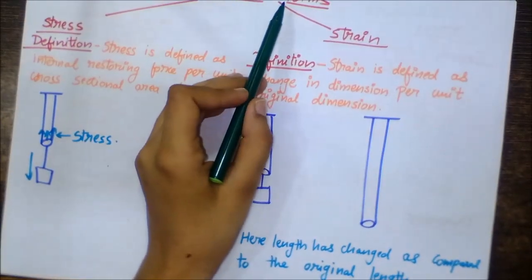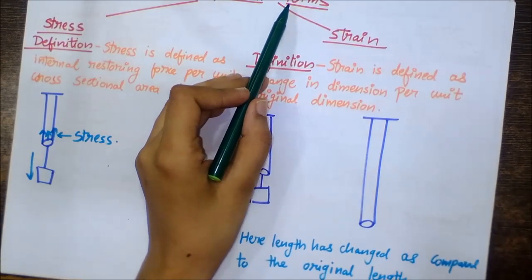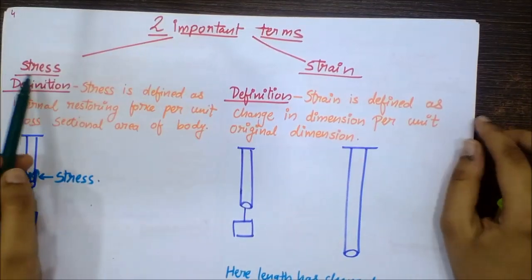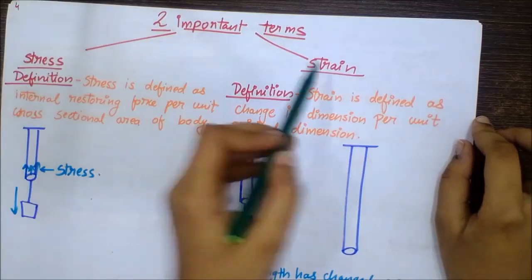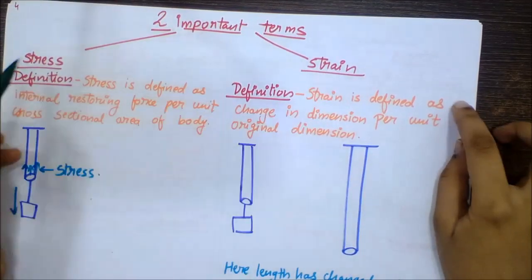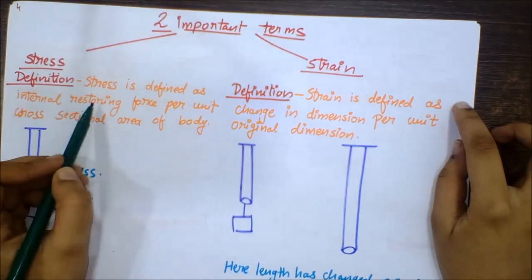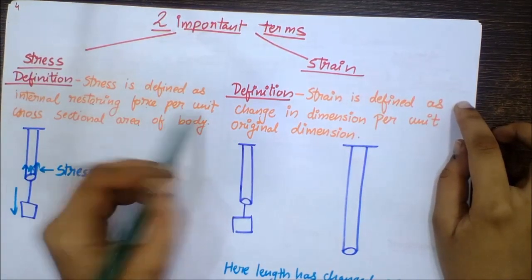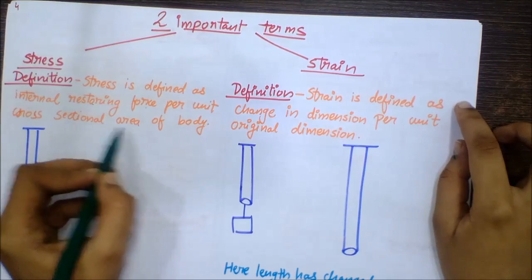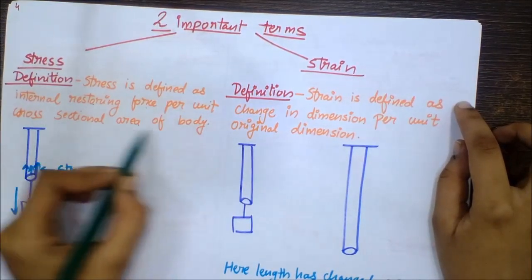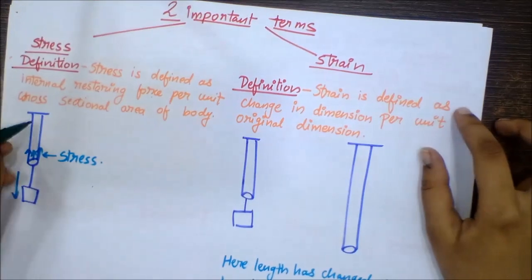Two important terms which we will be using in the entire chapter of elasticity are, the first one is stress and the second one is strain. Let's see the definition of stress. Stress is defined as the internal restoring force per unit cross-sectional area of a body. What do you mean by that?